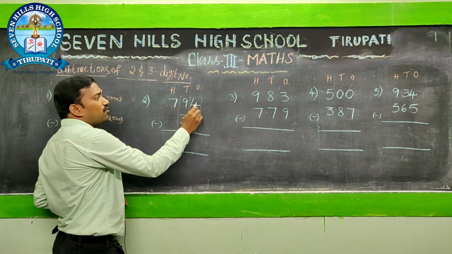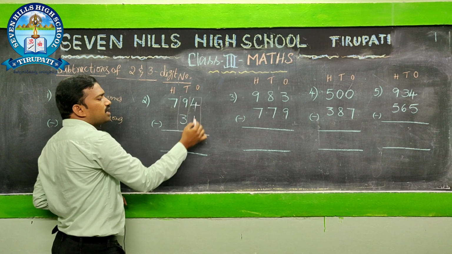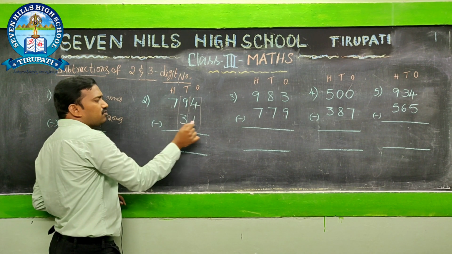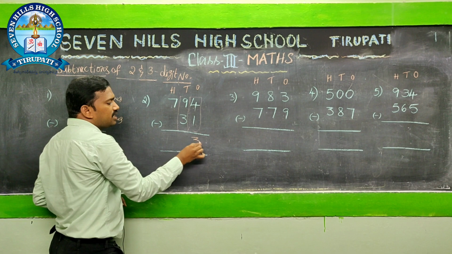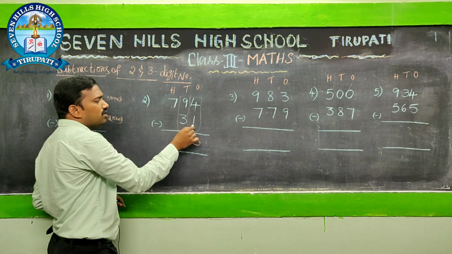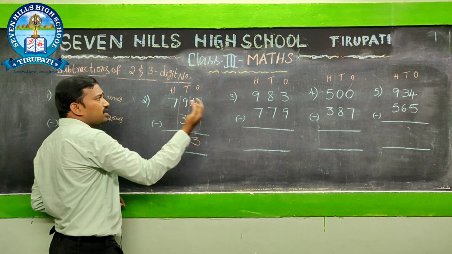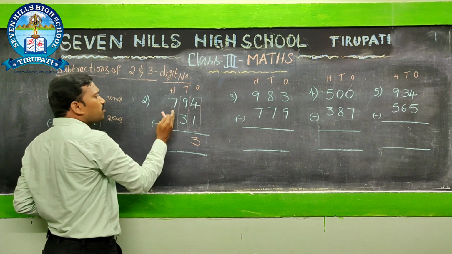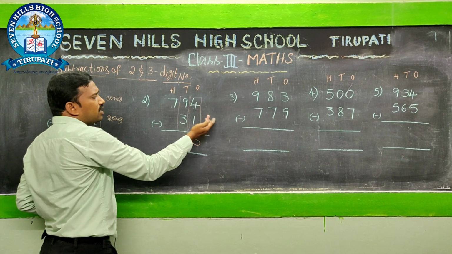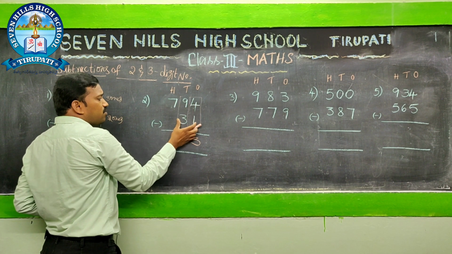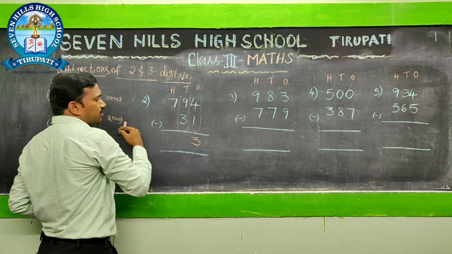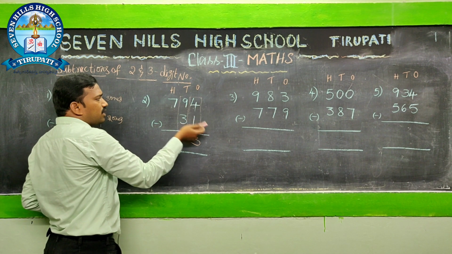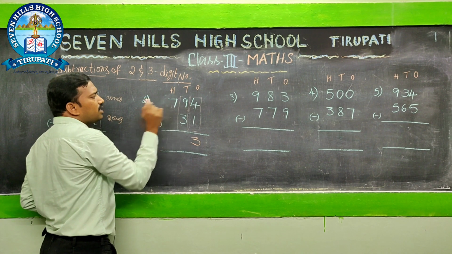So this is 4 ones and this is 1 one. 4 minus 1 becomes 3. You have to subtract from the right side onwards only. Right to left. Don't subtract left to right. Ones column, after that tens column, after that hundreds column.